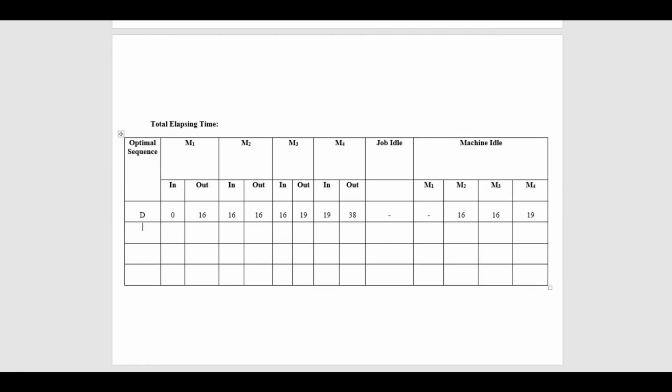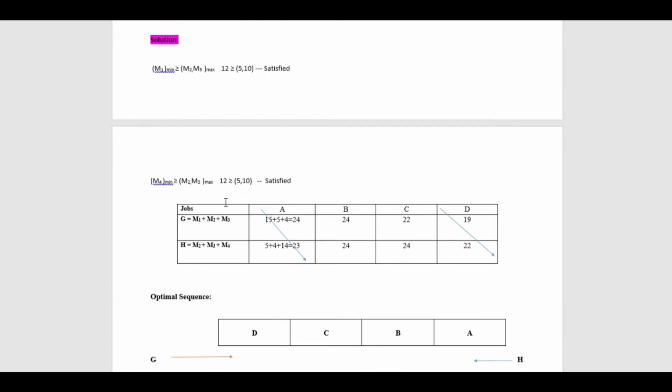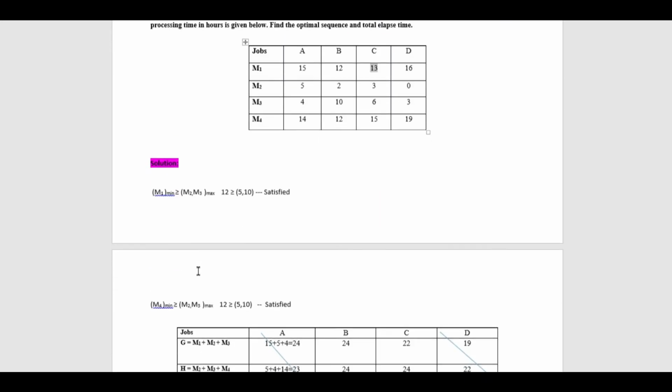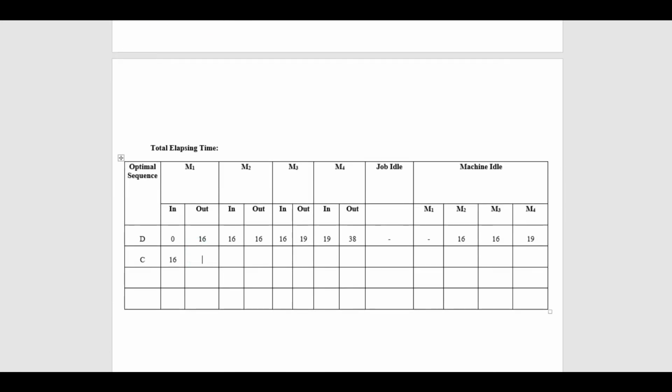Next job will be C as per the optimal sequence. Let's see here and listen. Machine 1 takes 16 minutes to complete its first process on job D. After the 16th minute only can we load job C into machine 1. So the next job can be started on machine 1 at 16th minute only. The processing time of C on machine 1 will be 13 minutes. So 13 plus 16 will be 29.